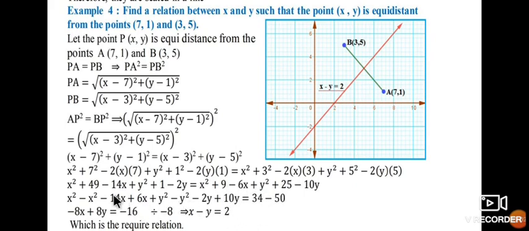That is equivalent to, therefore, x square plus y plus x square minus x square will be cancelled, plus y square minus y square will be cancelled. Subtract minus 14x plus 6x, that is minus 8x. Similarly, plus 10y minus 2y, that is equivalent to 8y. We subtract minus 50 plus 34, that is equivalent to minus 16.